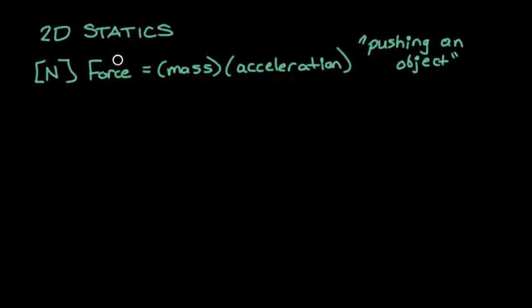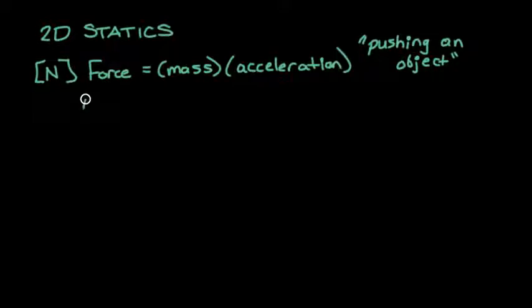But in statics, we're not just worried about pushing an object. Once we get to the 2D case, we need to start worrying about rotation. That wasn't a concern when we were dealing with single points. I mean, what does it really mean for a single point to rotate? But when you're dealing with 2D objects, that stuff can rotate.